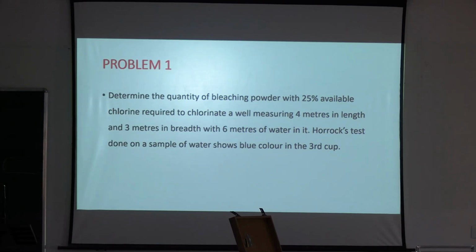Now it becomes very simple by the unitary method. Third cup shows blue color, means 6 grams of bleaching powder are required to disinfect 455 liters of water. Sorry, 455 liters are disinfected by 6 grams of bleaching powder. That means 1 liter of water is disinfected by 6 by 455 grams of bleaching powder. That means 72,000 liters of water are disinfected by 6 by 455 into 72,000 grams of bleaching powder. What is the answer coming as?